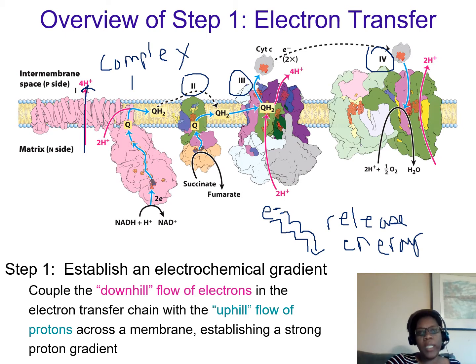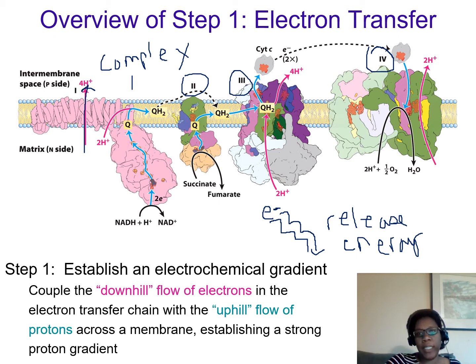And so what we'll see mostly is in complex 1 and complex 2, we're going to transfer electrons from NADH or FADH2 to one electron carrier. And then in complex 3, we're going to take that electron carrier, and it's going to transfer electrons to another electron carrier that has even higher affinity, and that energy release is going to pump out protons.